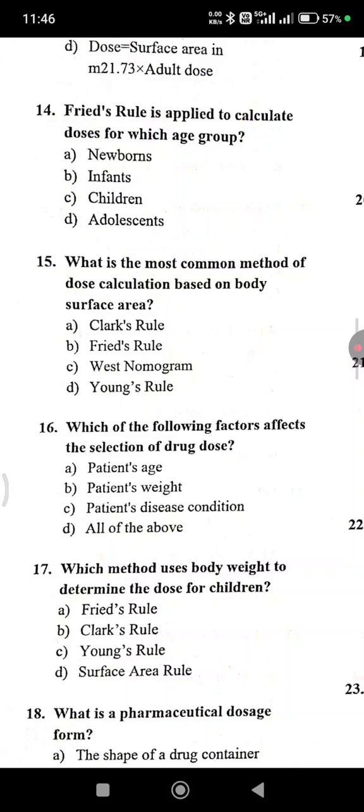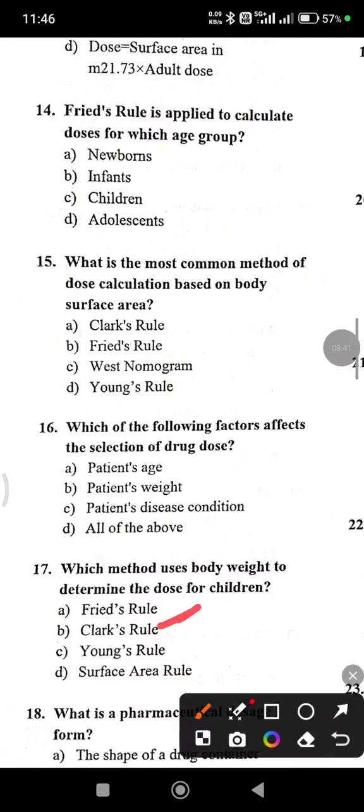Let's go to question number 17. Which method uses body weight to determine the dose for children? That is option B, Clark's rule.